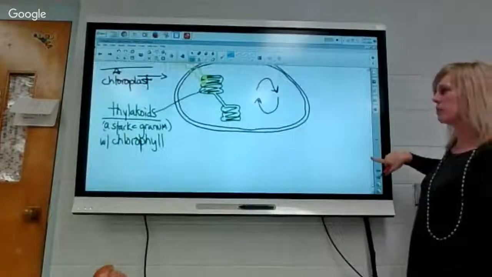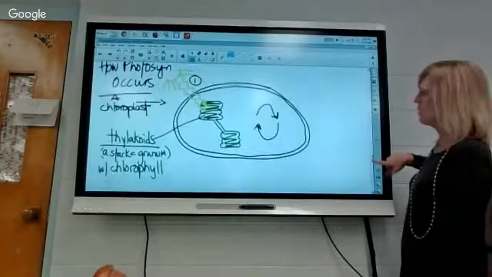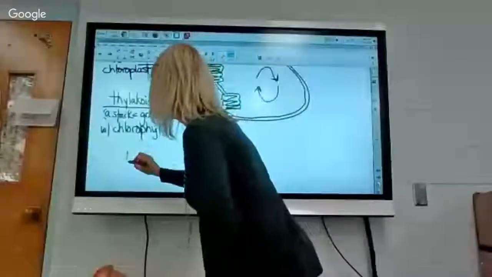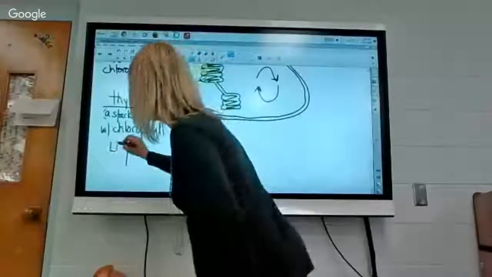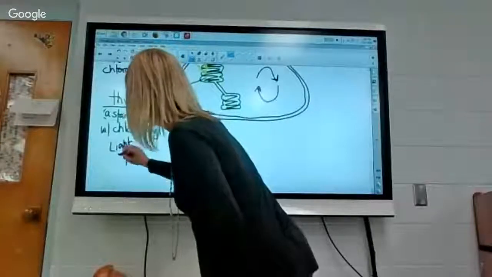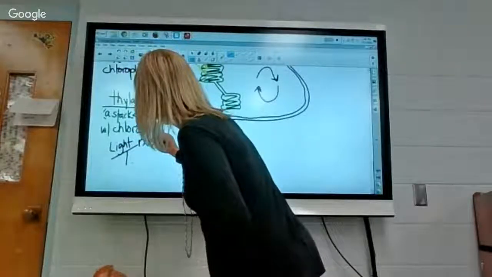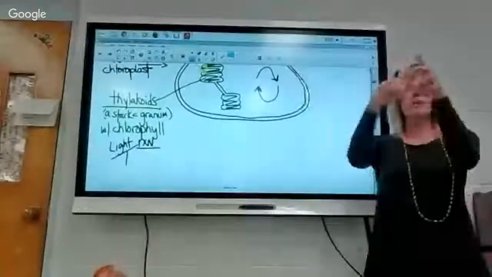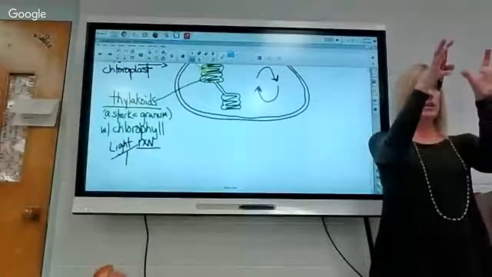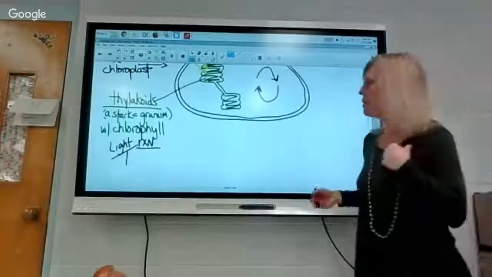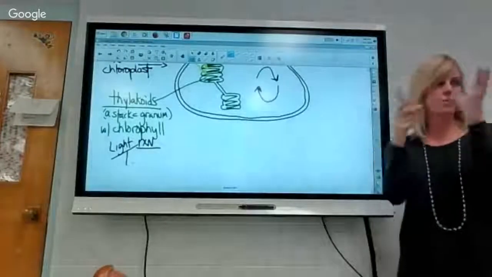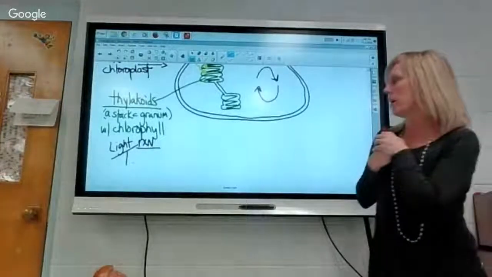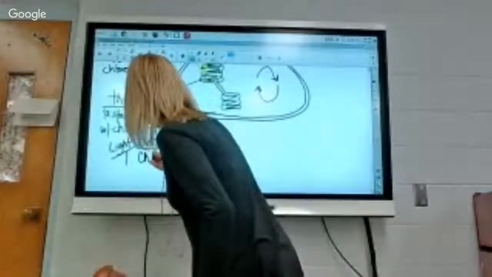Baseball takes forever. Okay, number 1 is chlorophyll traps light. So this is considered the light reaction. There are 2 parts to photosynthesis. There's the light reaction that's light dependent, then there's the dark reaction that's light independent. It doesn't mean it happens just at night. It just means it doesn't require light. So the very first one is chlorophyll.